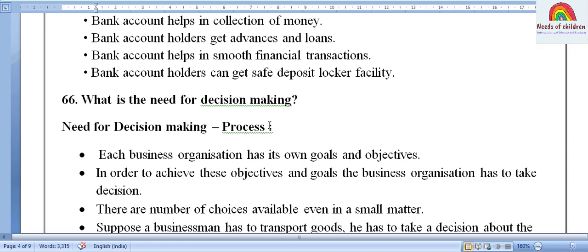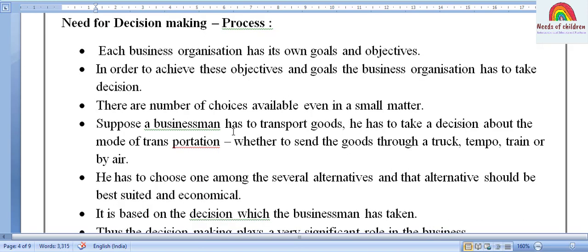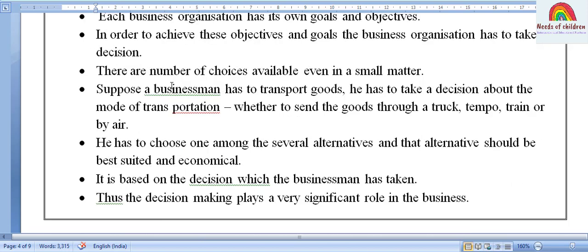What is the need for decision making? So this is the question from 9th standard business study. That's a lesson name called as management of business. So dear friends, answer for this question: need for decision making process. Each business organization has its own goals and objectives. In order to achieve these objectives and goals, a business organization has to take decision. There are a number of choices available even in a small matter.